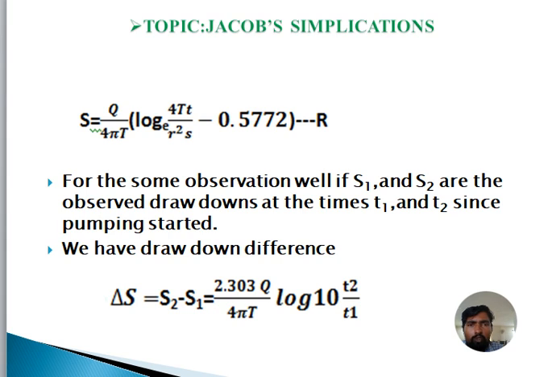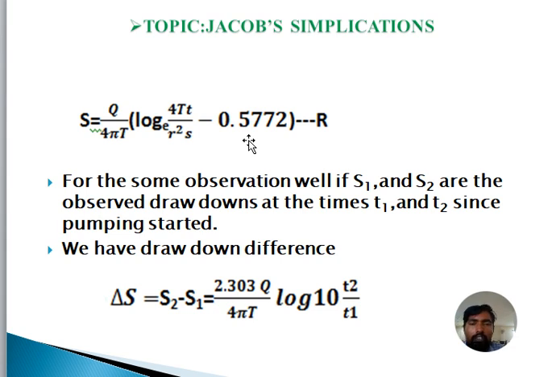So next, Jacob's simplification: s is equal to Q by 4 pi T times W(u), where we replace W(u) by log e 4Tt by r squared S minus 0.5772. This is equal to Q by 4 pi T times W(u), which we already mentioned is replaced by log e u minus 0.5772. So, according to Jacob's equation, s is equal to Q by 4 pi T log e 4Tt by r squared S, minus 0.5772. This is equation number one, r1.